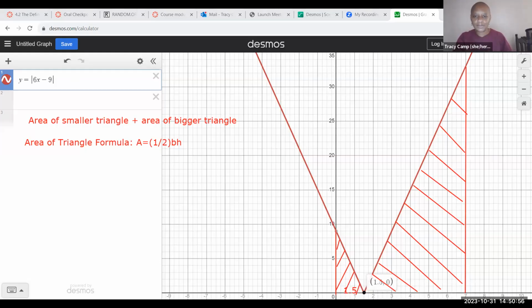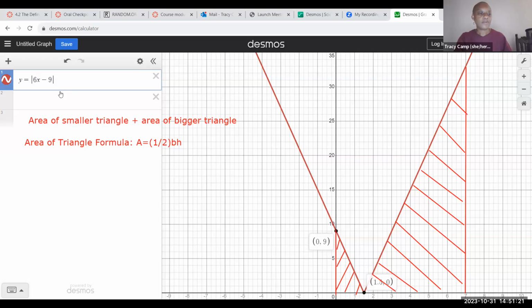Oh, I don't want to move this. If I move this, then my shading is going to go. But hopefully you can see the base of my smaller triangle is 1.5. And then the height of my smaller triangle, you can figure out by plugging in 0 for x and getting a 9. But you can also just use Desmos and you see the height is 9.